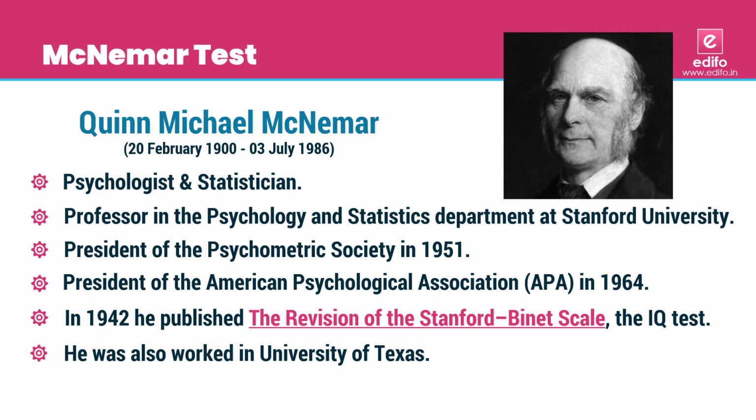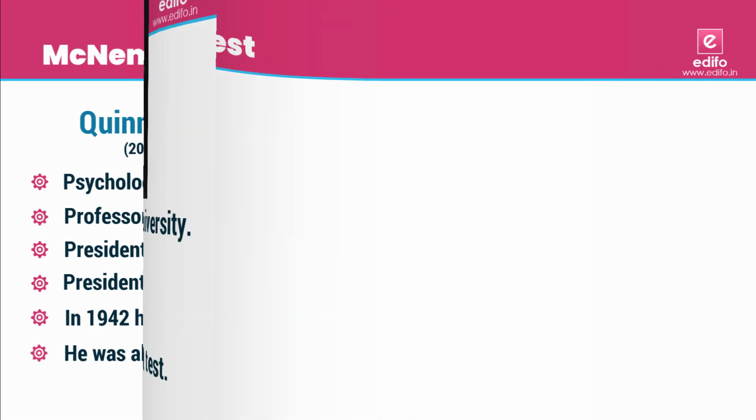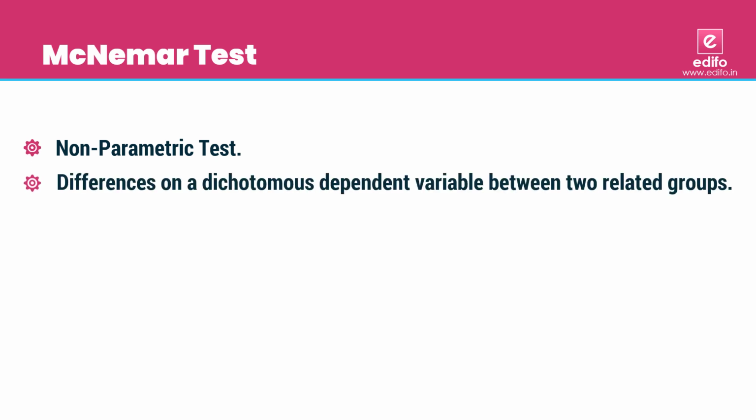Now move to what is McNemar test. McNemar test is a non-parametric test, or we can say it is a distribution-free test, just like the chi-square test. This test is used to determine if there are differences on a dichotomous dependent variable between two related groups. The two related groups here are before the advertisement and after the advertisement.